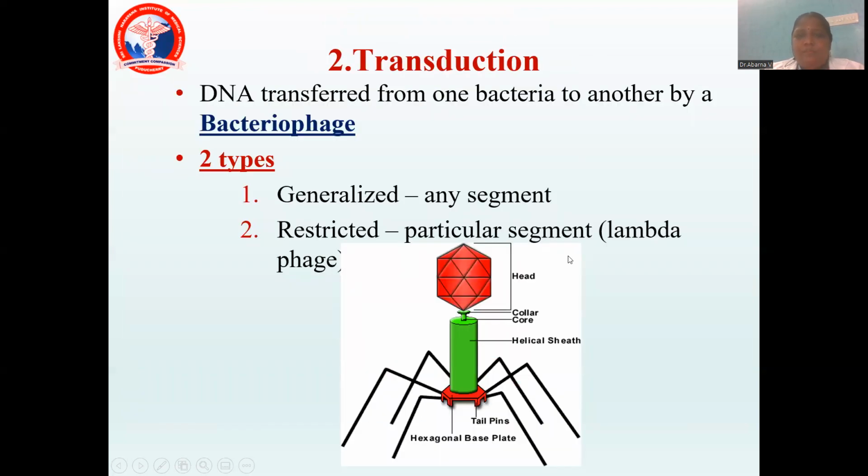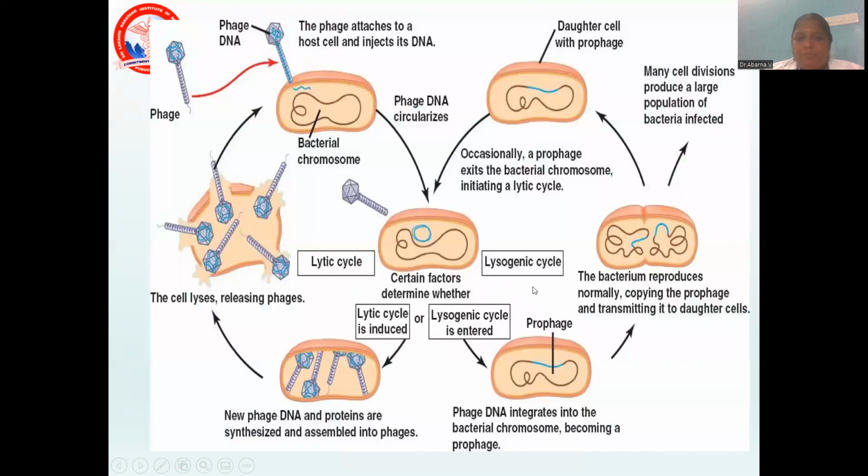So the second method of gene transfer is transduction. Here the DNA is transferred from one bacteria to another by a virus known as bacteriophage. There are 2 different types of transduction. One is generalized, where any segment can be transduced, and restricted, where only a particular segment can be moved. These bacteriophages have different life cycles in different bacteria. Okay, so they have a lytic cycle and a lysogenic cycle. This transduction involves the lytic cycle.